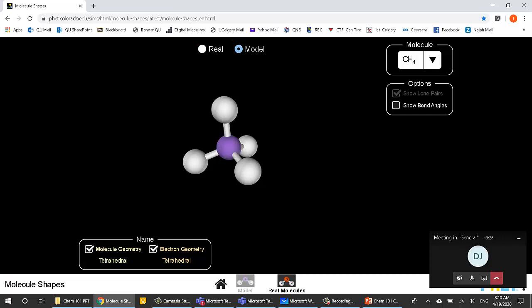Okay. Now, the angle here between the HCH is around 109 degrees. It's not actually 90 degrees. It's 109 degrees. Okay. So this is one of the shapes.